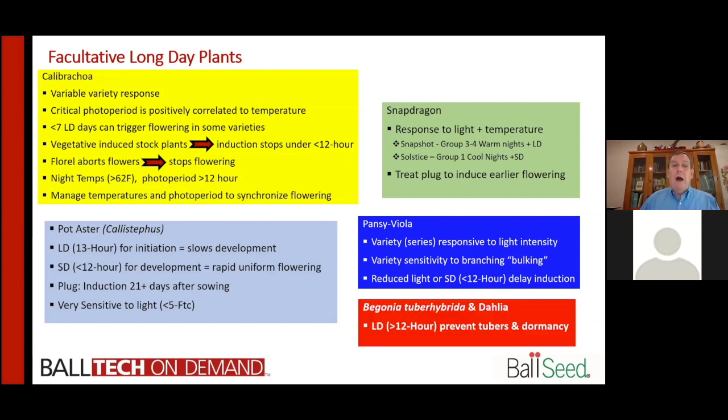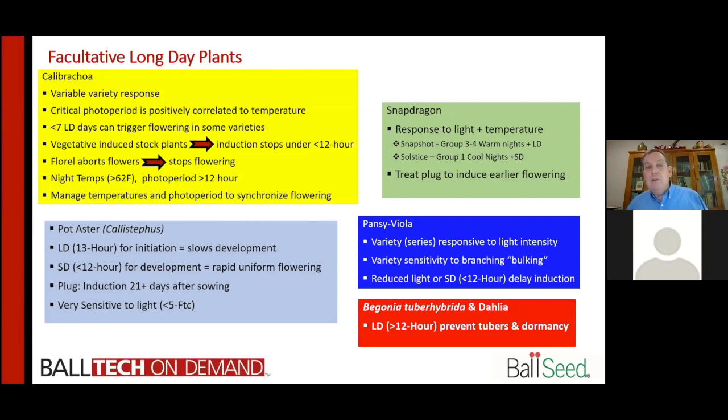Probably the other interesting plants are the tuberous begonia, the Nonstop type begonias, and dahlias. Although they are not technically long day plants for induction of flowering, the tuber, which basically throws them into a resting stage, which then leads to stopping flower, is responsive to short days. So if you want to prevent tuber forming, you basically grow them under long days, greater than 12 hours. What that does is it prevents tuber formation and prevents them from going dormant.